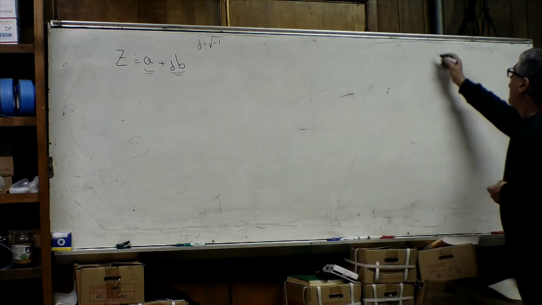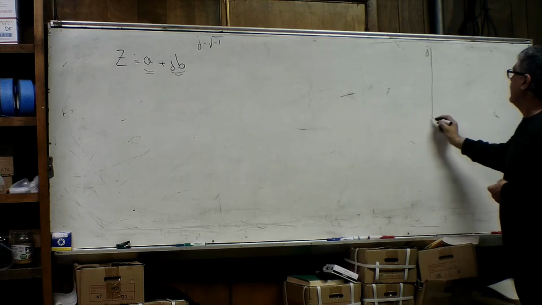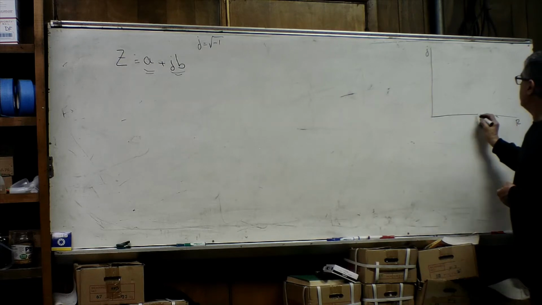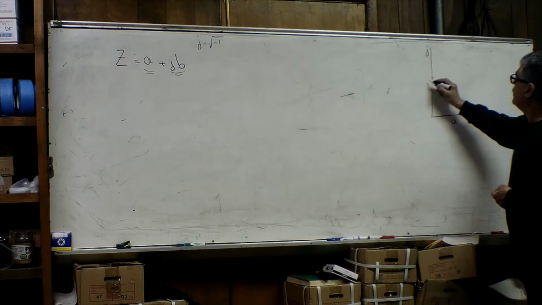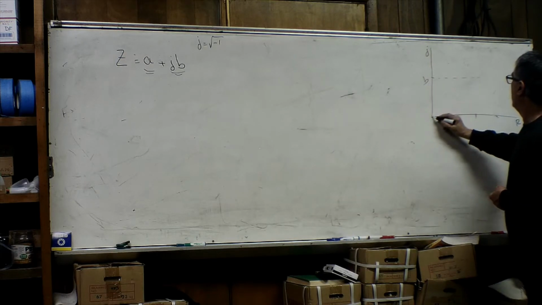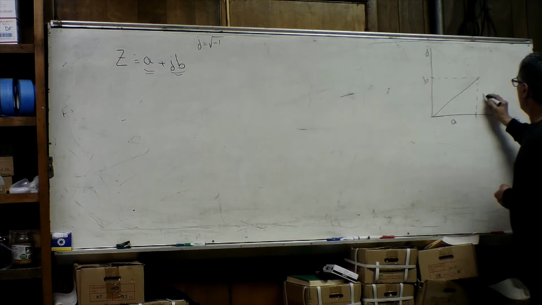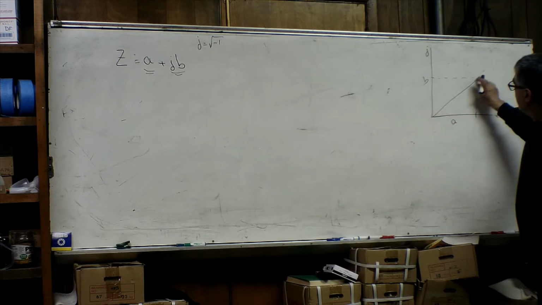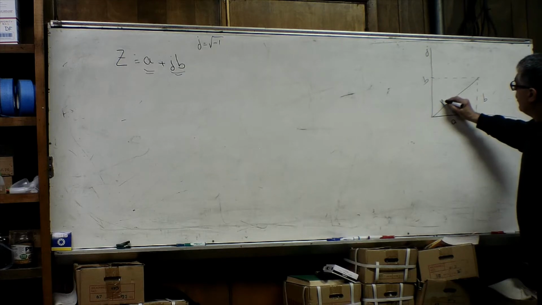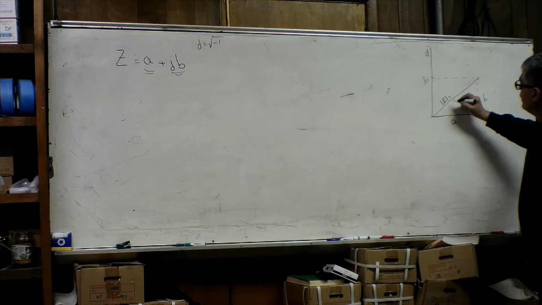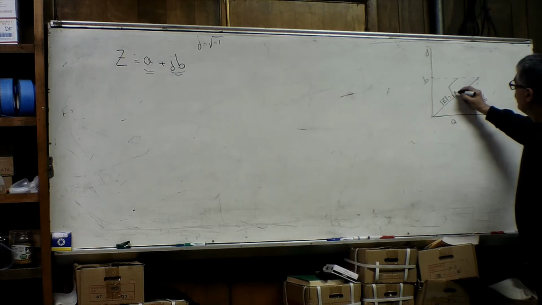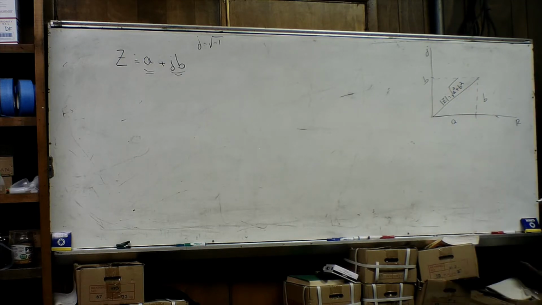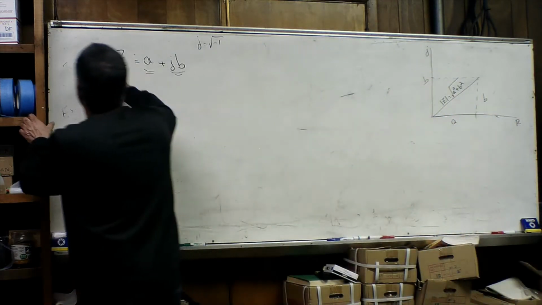So if we assume this to be our imaginary axis and this to be our real axis, and let's say this is our a and this is our b. So here we have a right triangle, and the hypotenuse we can call the absolute value of z, which is equal to the square root of a squared plus b squared. Now, this is the rectangular form of a complex number.